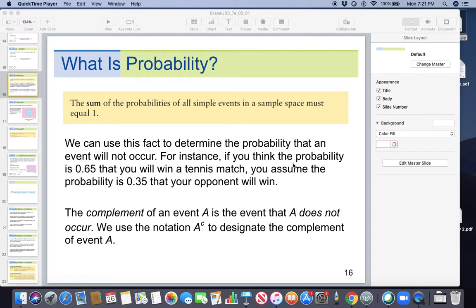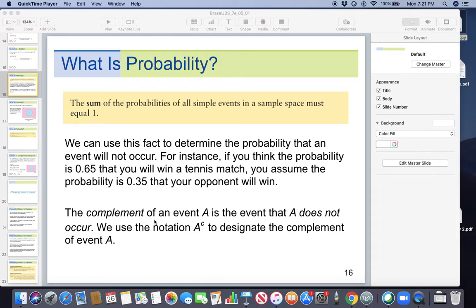So, for instance, if you think that the probability is 0.65 that you will win a tennis match, well, what does that mean? The probability is 0.35 that your opponent will win. You understand, this is 65% chances you win means 35% chances your opponent will win.